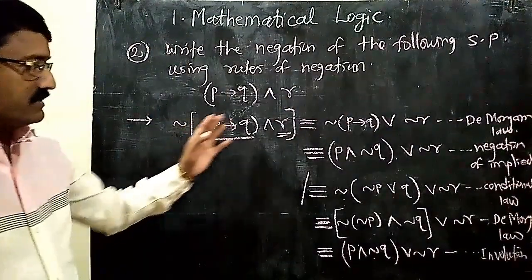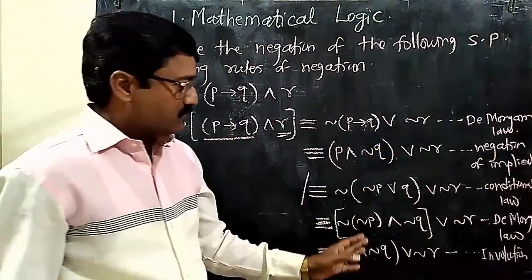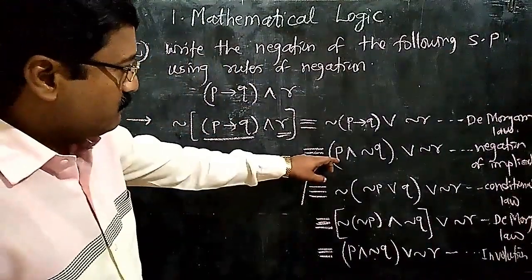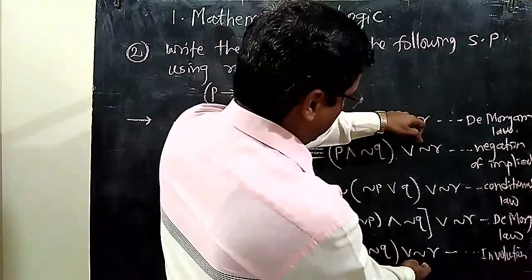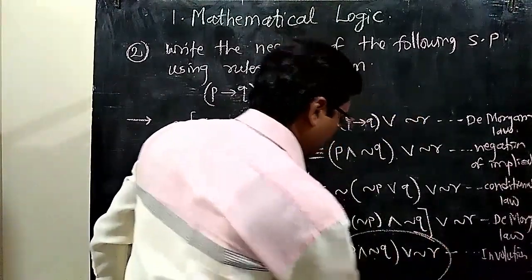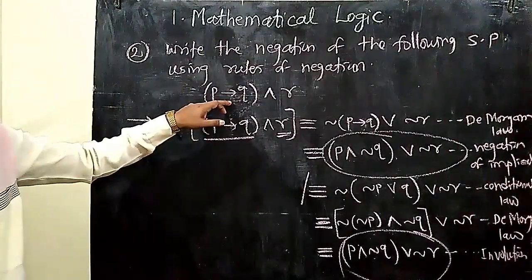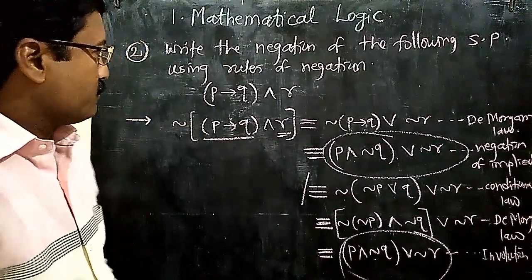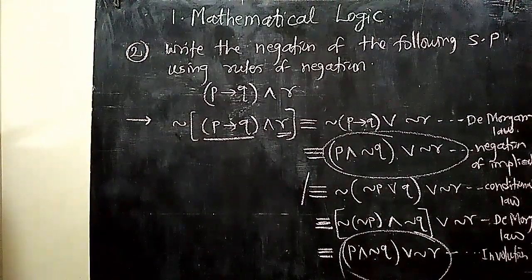If you solve a number of examples based on these simplifications, then you can easily understand all those laws. So we get the same conclusion again, P and negation Q or negation of R. So this is our answer, or the negation of this statement. So these are the two ways to get the same negation of the given statement pattern. This is the second type of example. Let us see the third one.